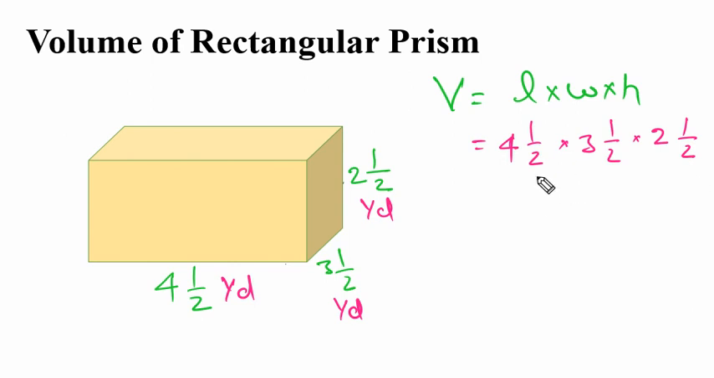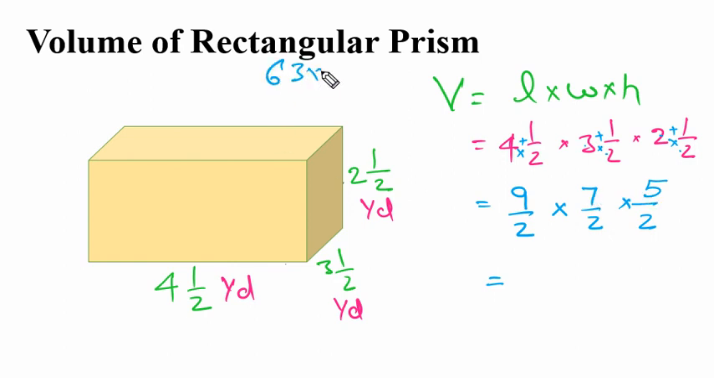You need to first solve the mixed numbers. 4 multiply 2, 8, 8 plus 1, 9, so 9 over 2. 3 multiply 2, 6, 6 plus 1, 7 over 2. 2 multiply 2, 4, 4 plus 1, 5 over 2. This is how you will do it. Now after that you need to multiply. 9 multiply 7, 63. 63 multiply 5.